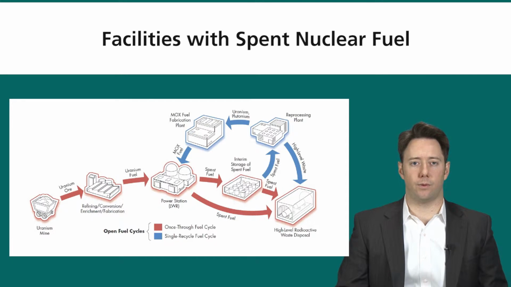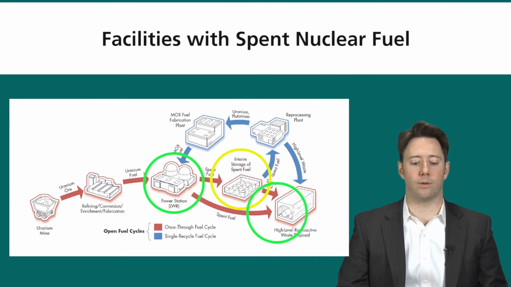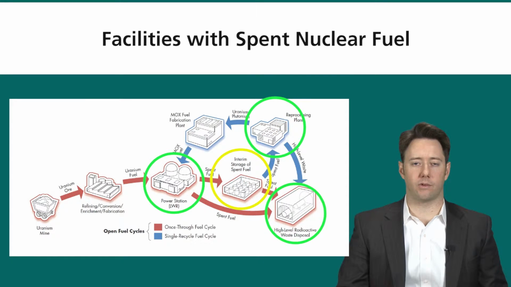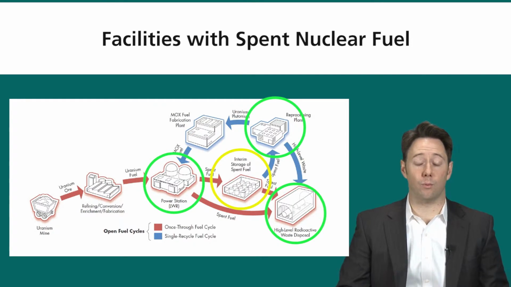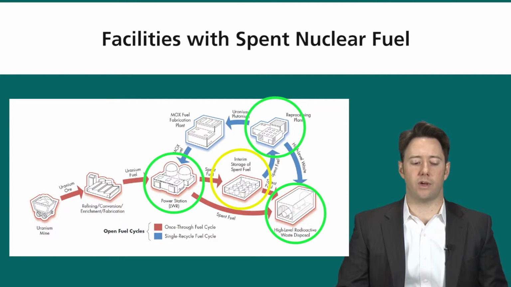So spent nuclear fuel originates at nuclear reactors, and then it can be transferred to interim storage or directly to a high-level radioactive waste disposal, or it can go to a reprocessing plant for reprocessing where it's made into MOX fuel, but once it is sent through the reprocessing process, it is no longer spent fuel and it becomes new MOX fuel. So in this section, we're going to take a closer look at the safeguards approach for nuclear reactors, and then we're going to leave an analysis of the interim storage of spent fuel facilities as an exercise for you to do.